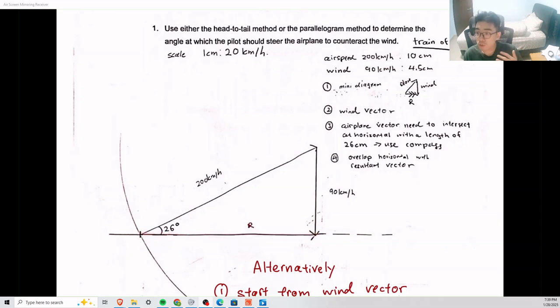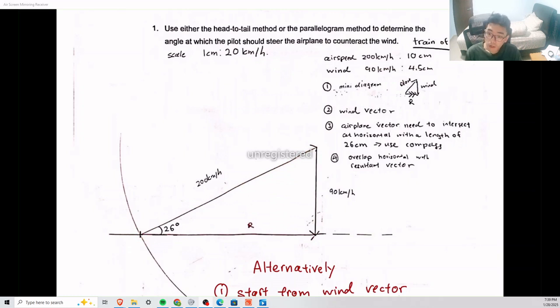But I don't know the magnitude, so I cannot touch it. I can't touch it, right? But I know the magnitude of the airspeed. So what can I do? I use a compass. Remember, we did this in class. I use the compass, 10 cm. I draw 10 cm such that it touches the horizontal reference.